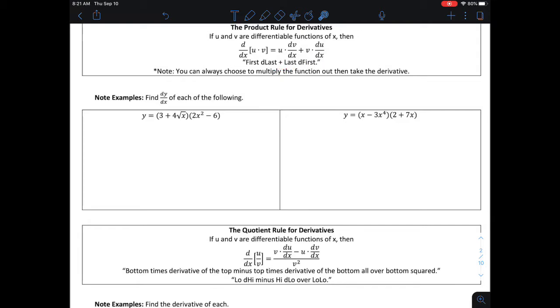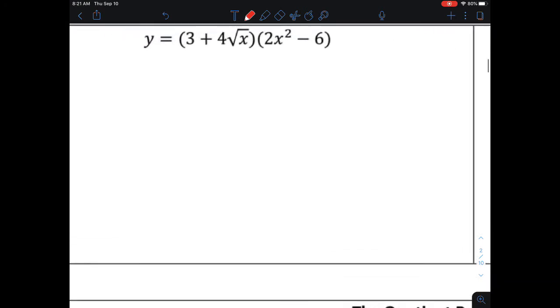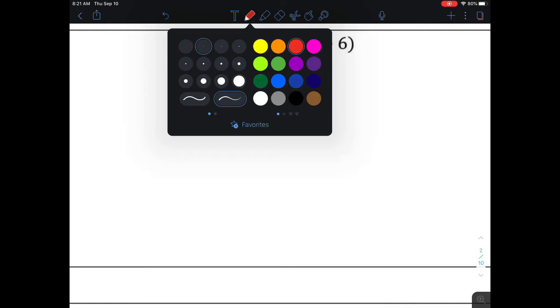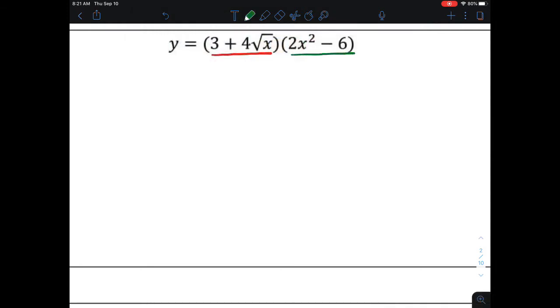And for a lot of these problems, not always, but if they're the product of two polynomial functions or power functions of x, you can always fully multiply it and then take the derivative of the individual pieces if you wanted to. But we're going to do the product rule here. So let's look at this first example. We want to find the derivative. I'm going to try to color code here, so I'll have red and I'll have green.